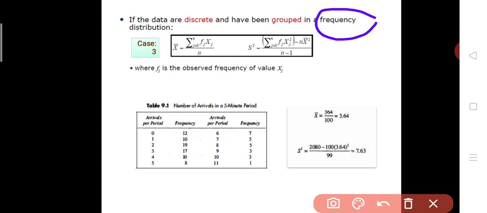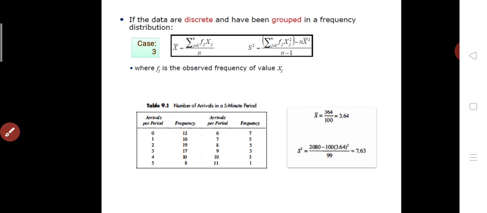So let's consider an example. Here the data they have given is related to the number of arrivals of vehicles in a 5-minute period. The data they have grouped into a frequency distribution. The sample mean is calculated by using this particular equation, and the sample variance by this particular equation. Here fj is the frequency observed with respect to the xj value. The first value has a frequency of 12, the second value has a frequency of 10, and so on. The first value, that is 0, is multiplied with the first frequency, plus the second value, that is 1, is multiplied with the second frequency, and so on. All these values are substituted into this equation to find the sample mean and sample variance.